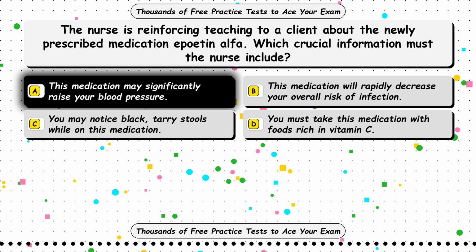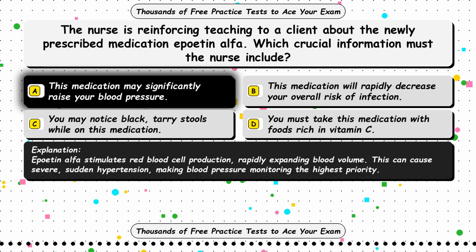The correct answer is option A. This medication may significantly raise your blood pressure. Epoetin alpha stimulates red blood cell production, rapidly expanding blood volume. This can cause severe, sudden hypertension, making blood pressure monitoring the highest priority.